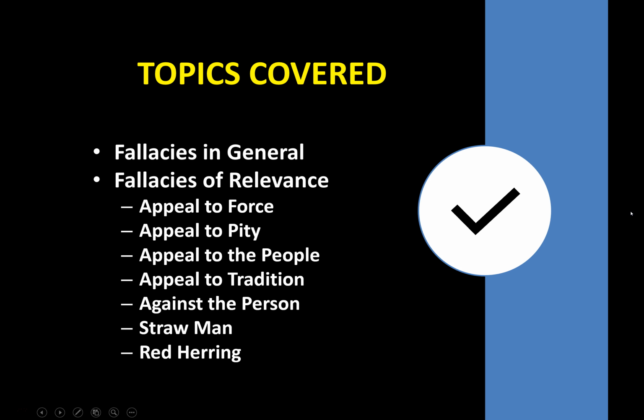Okay, that's it. Whew. So topics covered are fallacies in general, that was 3.1, and fallacies of relevance, that was 3.2. And those fallacies were appeal to force, pity, appeal to people, tradition, against the person, strawman, and red herring.